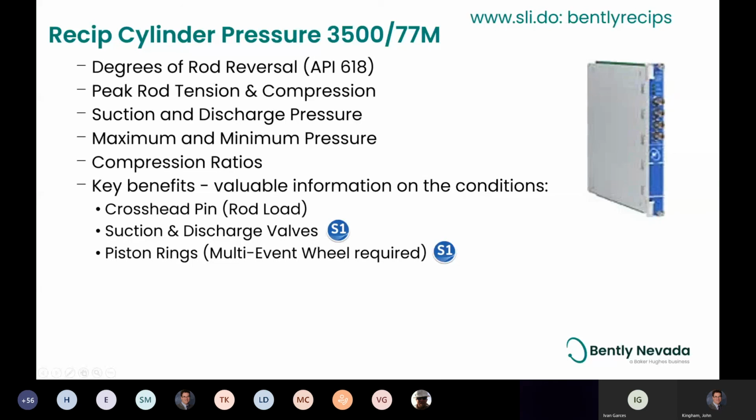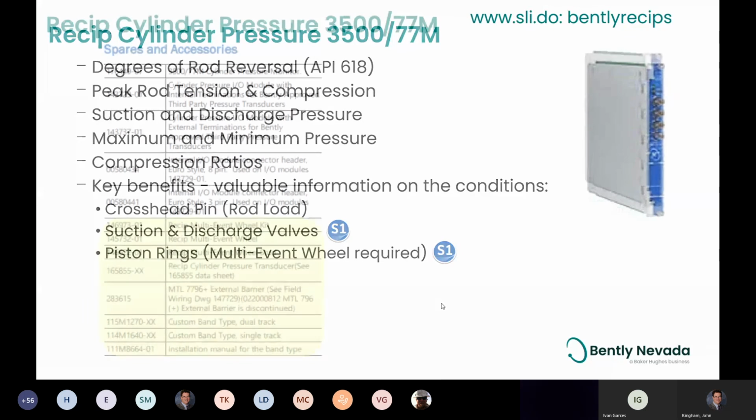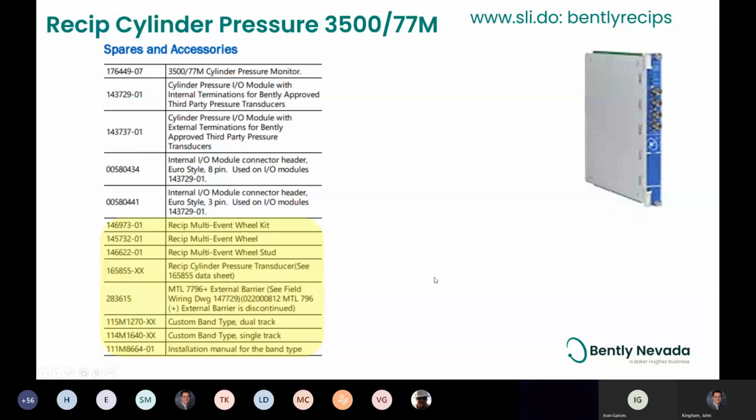If you've got System 1 and you're looking at the PV curves, you're going to have a very easy way of diagnosing whether you have valve leaks. And then piston rings, again, you need that multi-event wheel to give you the added accuracy of the timing, but you'll be able to confidently diagnose piston ring leaks. And here are the part numbers and so forth.